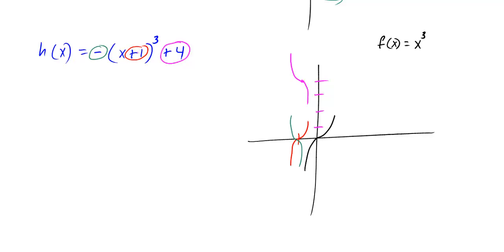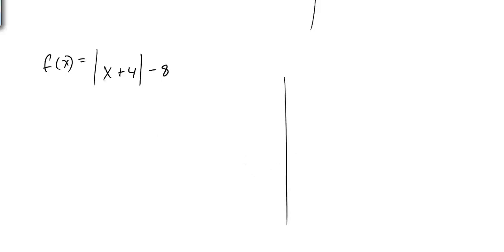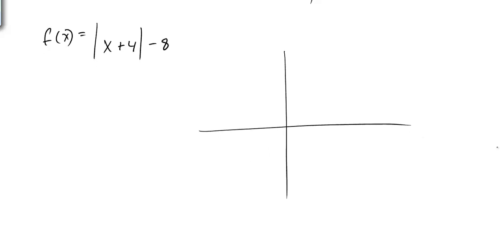All right, our next example, we have f of x equals the absolute value of x plus 4, minus 8. So if we want to sketch this graph, now of course you can always use your calculator, but we want to have an idea of what this looks like without the calculator so that we can make some kind of prediction of what the graph should look like.